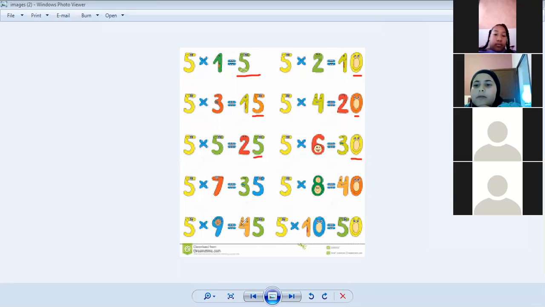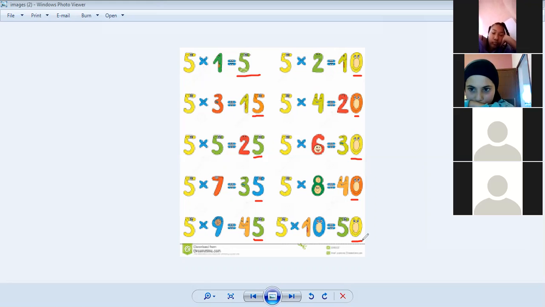5 times 7. 35. What's the last digit? 5. 5 times 8. 40. What's the last digit? 0. 5 times 9. 45. What's the last digit? 5. And 5 times 10. 50. What's the last digit? 0. It's 5 or 0.